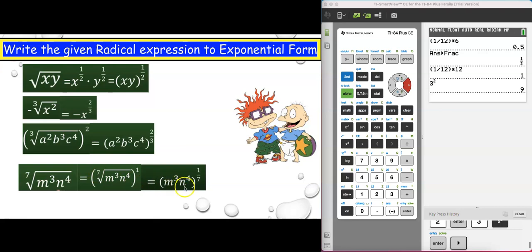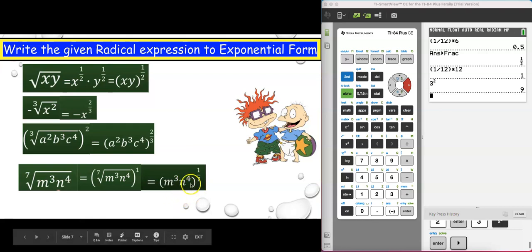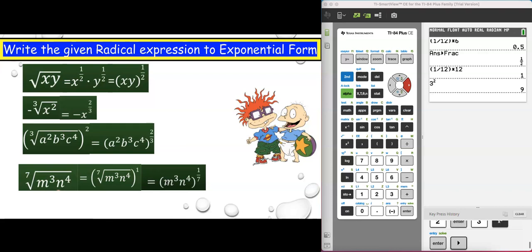Could you write this differently? Yes, you could. Like I said, if you wanted to, you could go in there and multiply them together, and that would be equivalent to saying the same exact thing, but just writing this here lets me know that you understand how to turn it into exponential form from radical form.